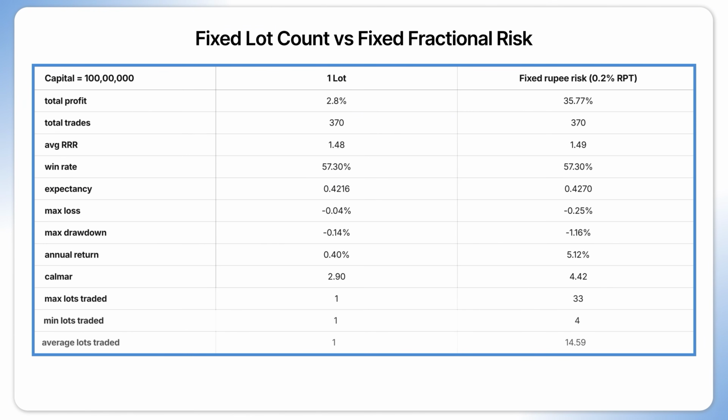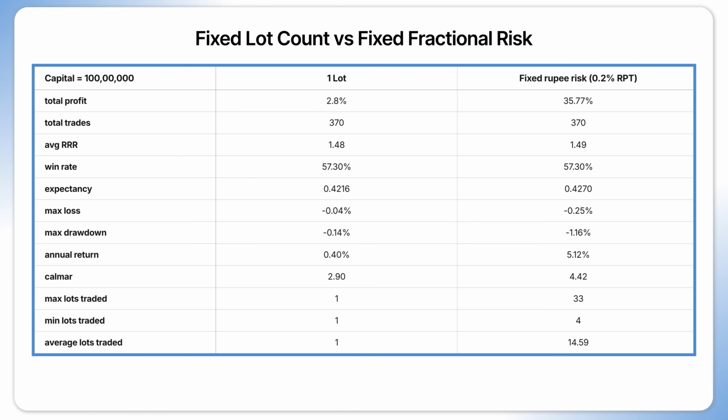Let's go back to the table of one lot and fixed fractional risk backtest comparison. So now what we would want to do is, when we want to compare the two against a certain risk parameter, we want to normalize it with respect to that risk parameter, size position accordingly, and then compare.